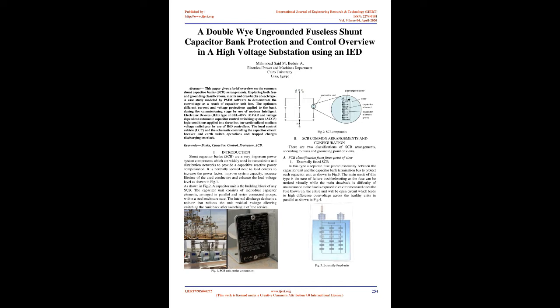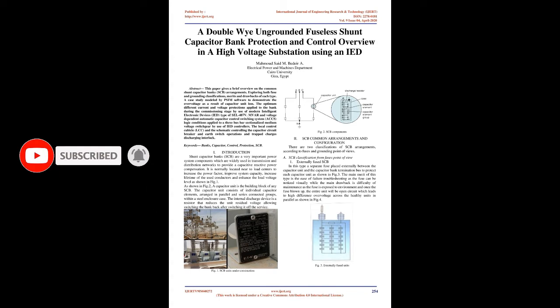The optimum different current and voltage protections applied to the bank during the commissioning stage by use of modern intelligent electronic devices, IED, type of cell 487V. MVAR and voltage-dependent automatic capacitor control switching system, ACCS, logic conditions applied to a 3-bus bar sectionalized medium voltage switchgear by use of IED controllers. The local control cubicle, LCC, and the schematic controlling the capacitor circuit breaker and earth switch operations and trapped charges discharging interlock. Keywords: banks, capacitor, control, protection, SCB.